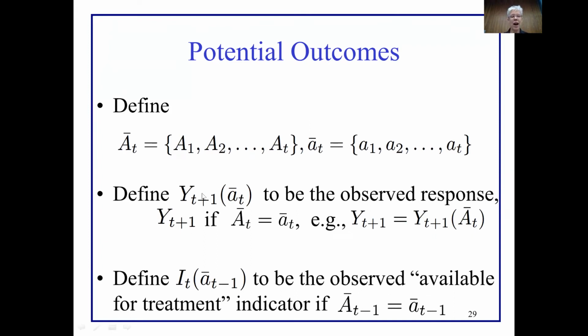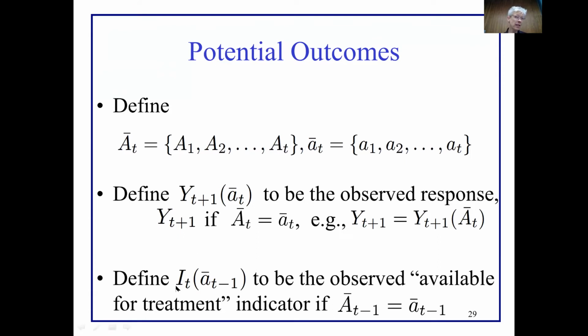I index their outcome by the pattern of treatments that they got in the past. And so my 30-minute step count following decision point T could have been impacted by any of the treatments I got up to that time. I can imagine me having an outcome for every pattern of zeros and ones. And of course, I only get to see one of those outcomes.